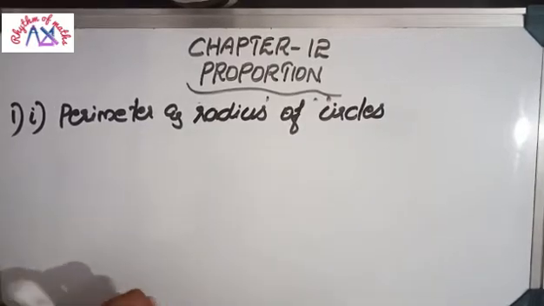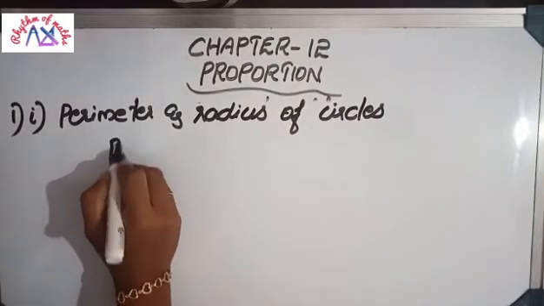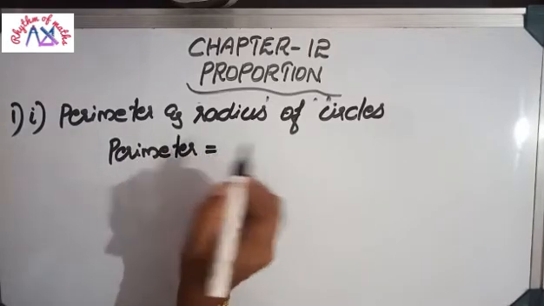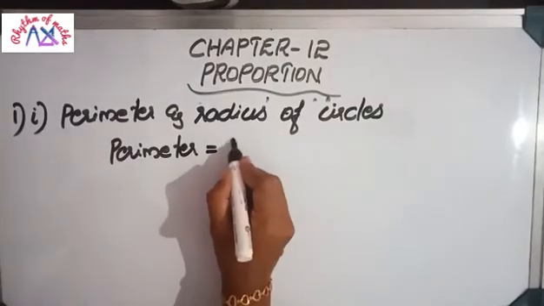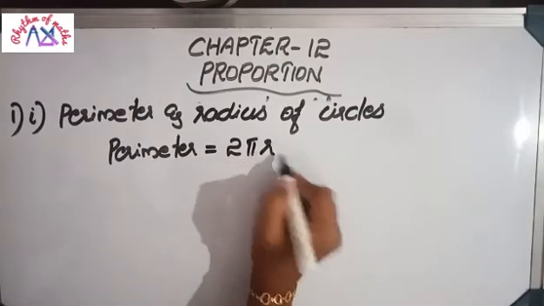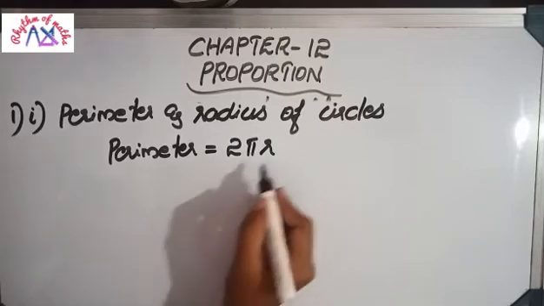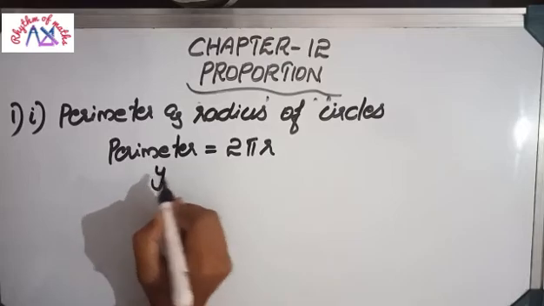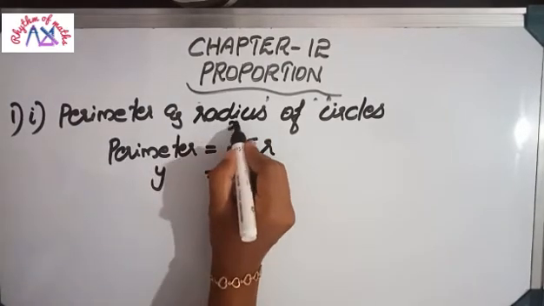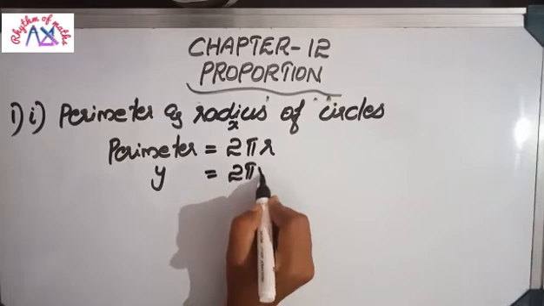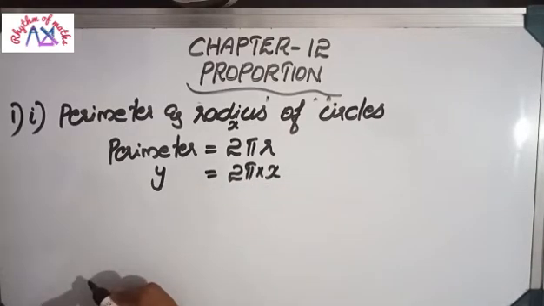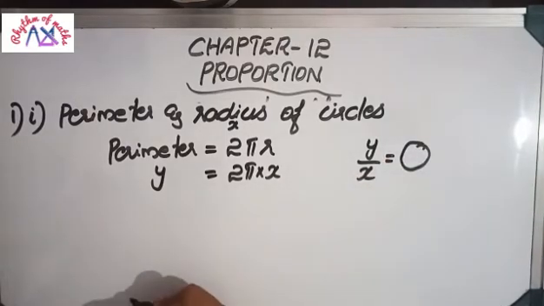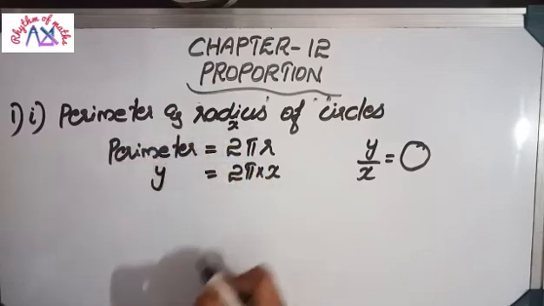So what is the equation here? The perimeter of circle equation we have learned in the chapter on circles. The perimeter of a circle is 2 pi r. This is the equation. Now, if it is perimeter and radius, we consider perimeter as y and radius as x. So y = 2 pi x, and we must get y by x as a fixed number. Then we can say that these two are in proportion.